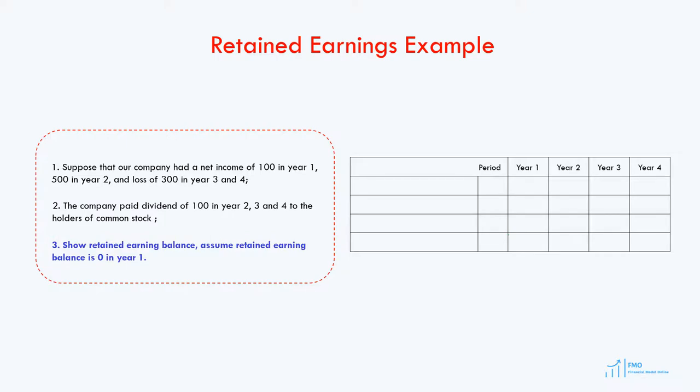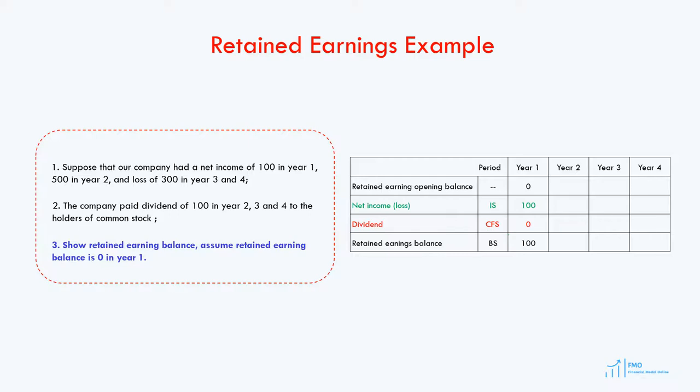So in year 1, according to the instructions, the retained earnings opening balance is 0, the net income is 1,000, and the company does not pay any dividends in year 1, so it will be 0 as well. The retained earnings closing balance will be the opening balance plus the net income and less the dividends. So the retained earnings closing balance in year 1 will be 1,000.